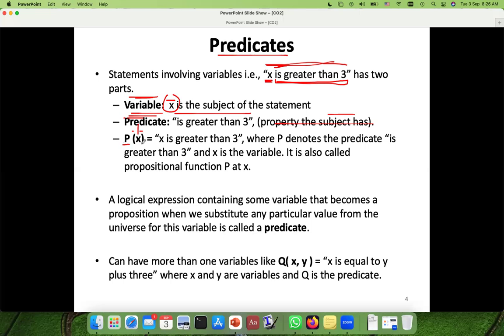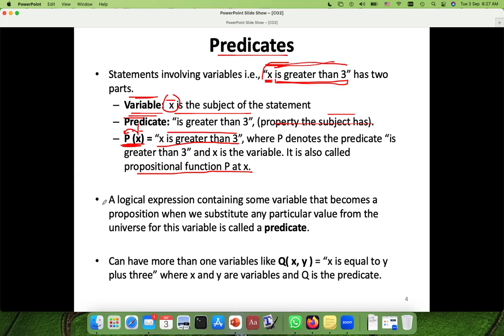And how can you read this whole P? P of X. Or you can read it as propositional function P at X. These are the two readings, so whichever reading you like, you can opt for that. The short one is P of X. And what is the meaning of P of X? If we take this example, the meaning is the whole sentence: X is greater than 3, because you are taking P as "is greater than 3" and X as the variable. This is how you can read it: X is greater than 3.